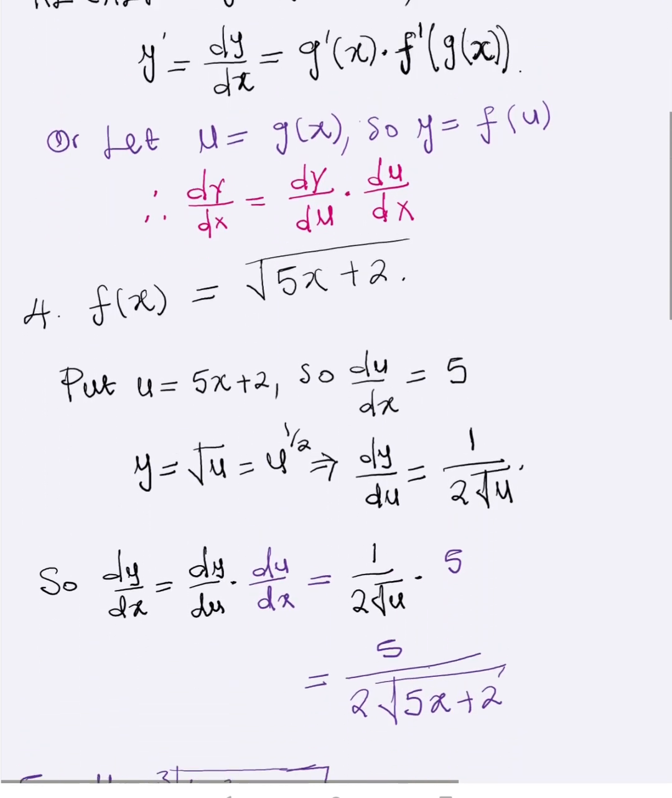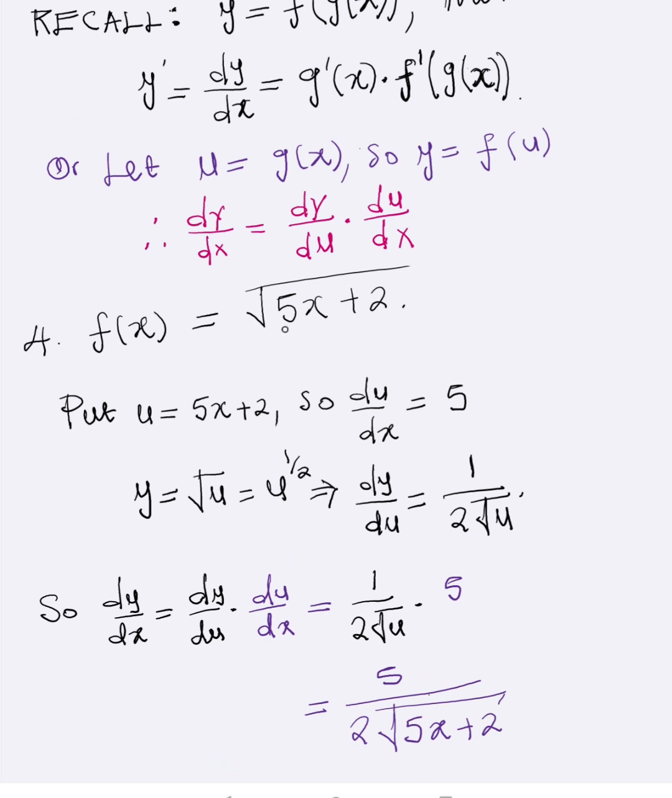Let us take a quick example. We have f of x is equal to the square root of 5x plus 2. So the inner function in this case is 5x plus 2. So let u be equal to 5x plus 2. The derivative of u with respect to x is 5. Now, since 5x plus 2 is equal to u, we rewrite this function as y is equal to the square root of u, which is just u to the power 1 over 2. Now, we said u to the power 1 over 2 has derivative 1 over twice the square root of u. Therefore, we can write dy with respect to x as dy with respect to u multiplied by du with respect to x.